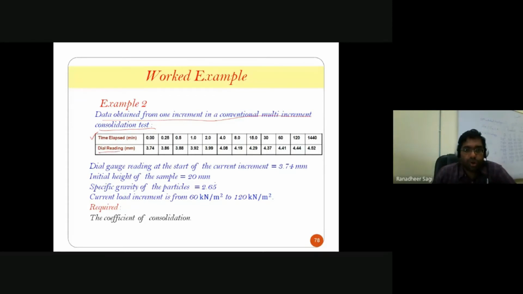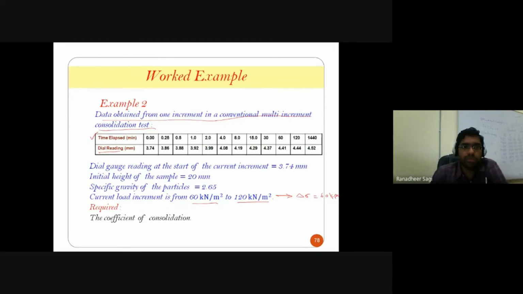So what is the increment in stress that you have? Before, you already had 60 kilopascals of stress acting on the soil sample, and now you increase the stress on the soil sample up to 120 kilopascals. So how much is the increment in stress? Your increment in stress, delta sigma, is nothing but 60 kilopascals. How much additional stress you are applying on the soil sample is simply equal to 60 kilopascals.